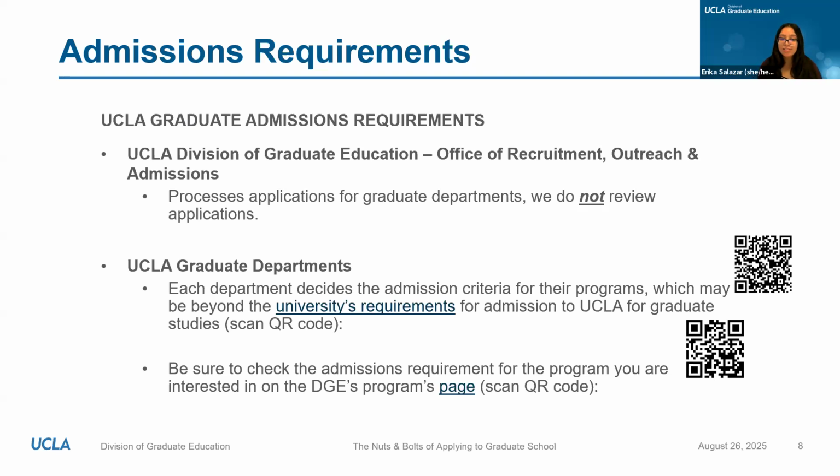And our office serves as a resource for faculty, staff, and prospective students to provide guidance on the graduate application and admissions processes. We do not review applications. Instead, each graduate department decides the admissions criteria for their programs, which may be beyond the university's requirements for admissions to UCLA for graduate studies. We do encourage you to check the admissions requirement for the program you are interested in on our website. Again, that is grad.ucla.edu. You can also scan this QR code to learn a little bit more about our university requirements.